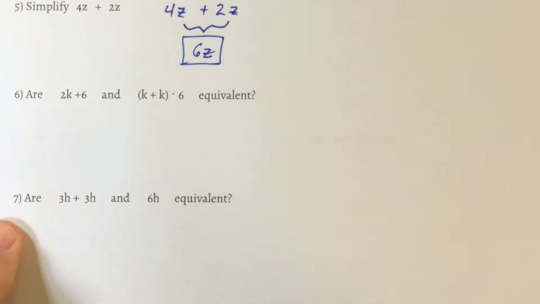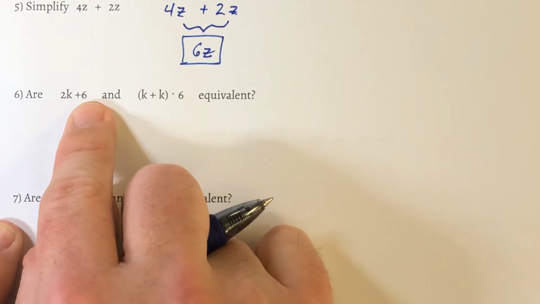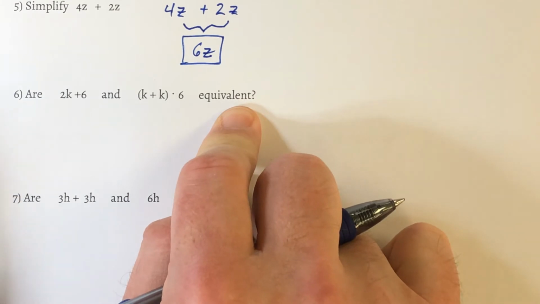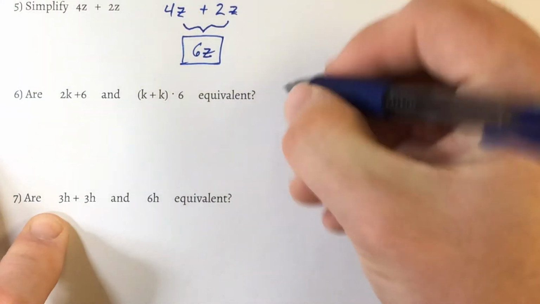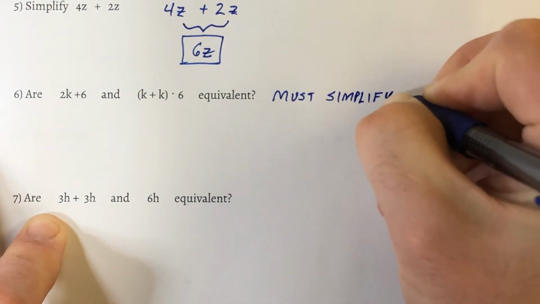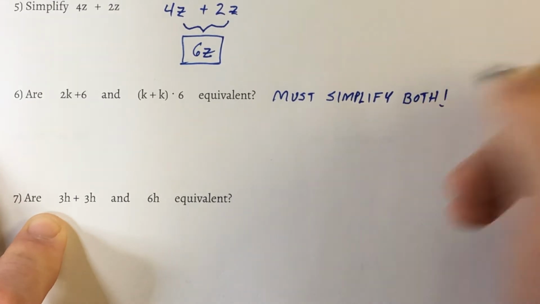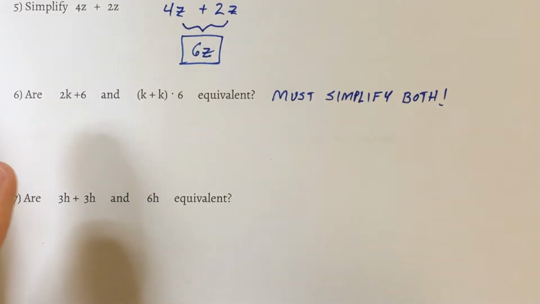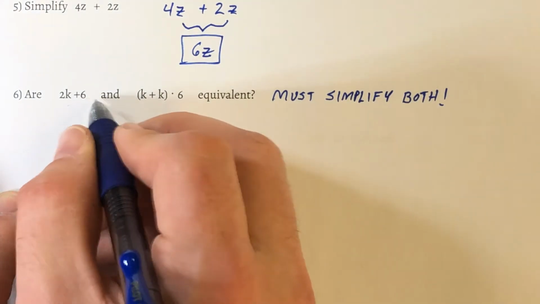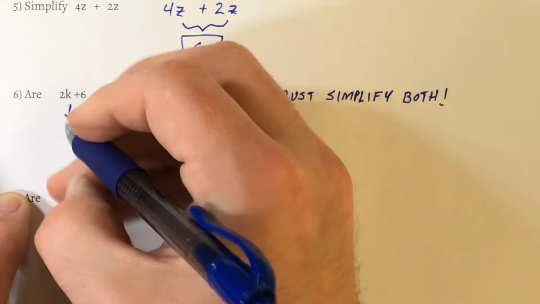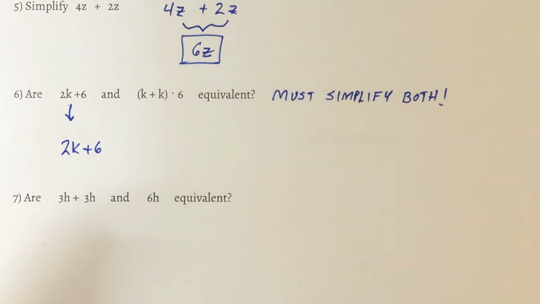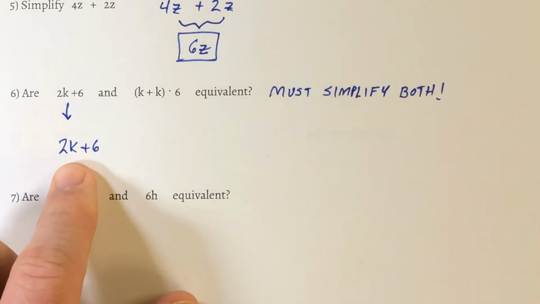Next example. Wants to know is 2k plus 6 and k plus k times 6. Are they equivalent? Meaning, are they equal? To do this, you must simplify both. So first one, 2k plus 6. Let's simplify it. Are these like terms? No. The 2k has a variable of k. 6 does not have a variable of k, meaning you cannot combine them. So let's simplify it to 2k plus 6, meaning you can't do anything with it. It's already simplified. So we just copy it down.